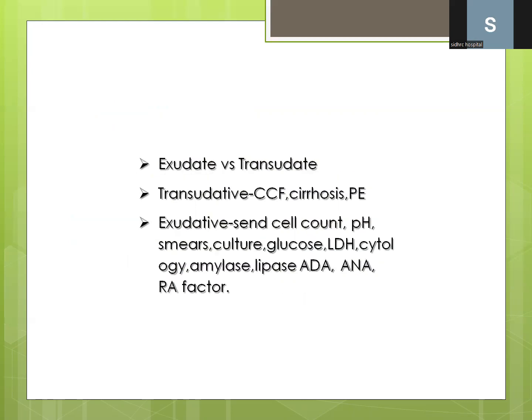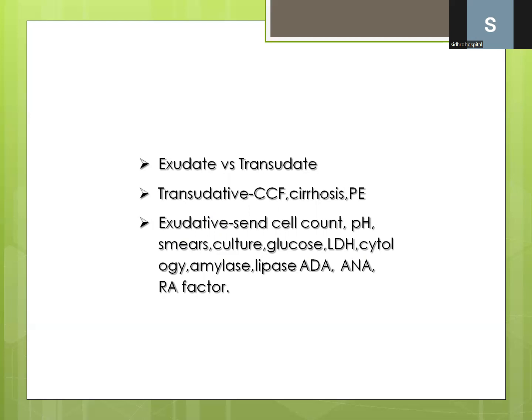Now that we have diagnosed the effusion on the basis of cells and proteins as exudative or transudative, we should think about the causes. Transudative would be most commonly in congestive cardiac failure, liver cirrhosis, pulmonary embolism, nephrotic syndrome, drugs, and all other causes that we just discussed.